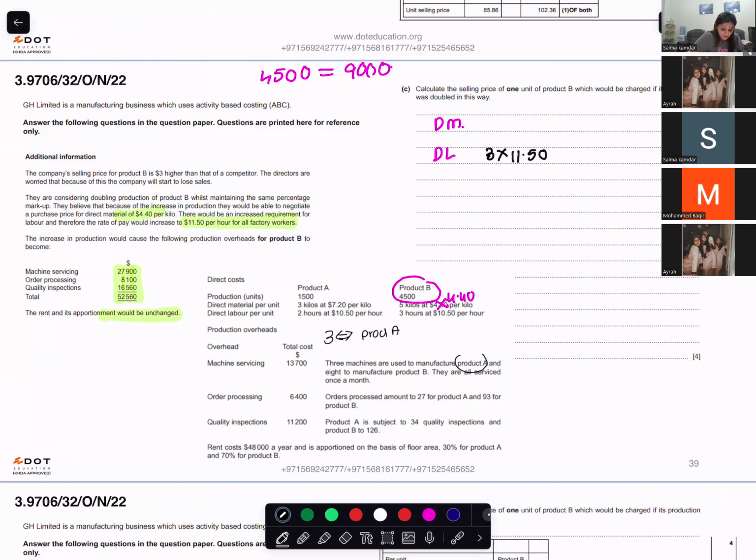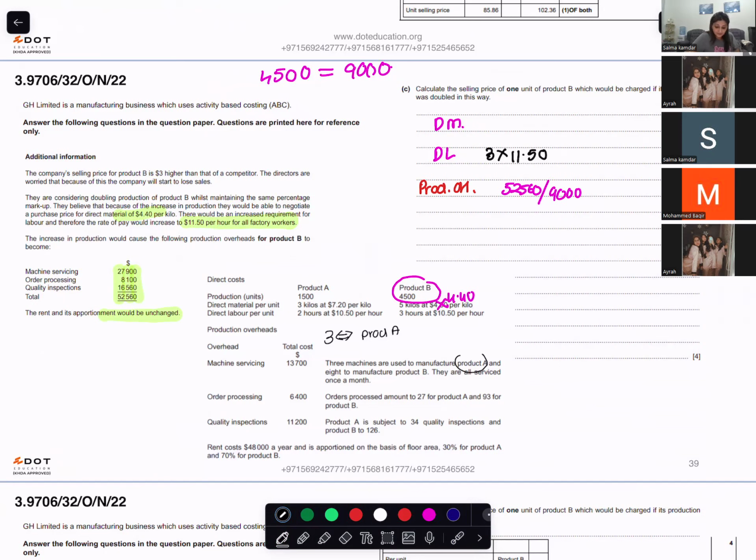And the production overheads, they've directly calculated and given you? Yes, this is all directly calculated. So you will divide all of them by 9,000 units. So 52,560 divided by 9,000 units will become 5.84.